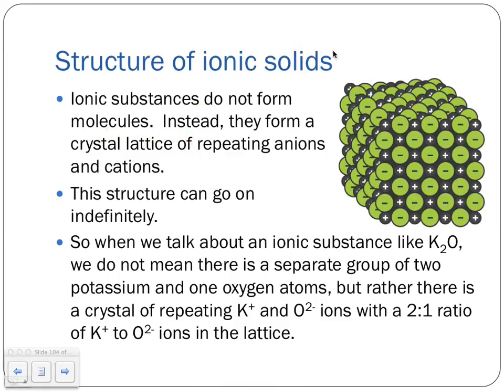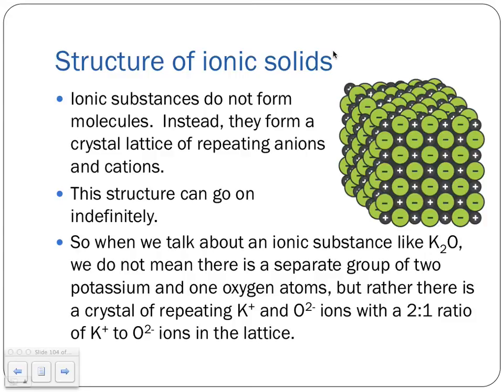So, structure. Ionic substances do not form molecules. Covalent substances do. So with water, you have water molecules, that's not ionic. We know it's not ionic because ionic substances never form molecules. Instead, they form what's called a crystal lattice. They're basically repeating anions and cations.